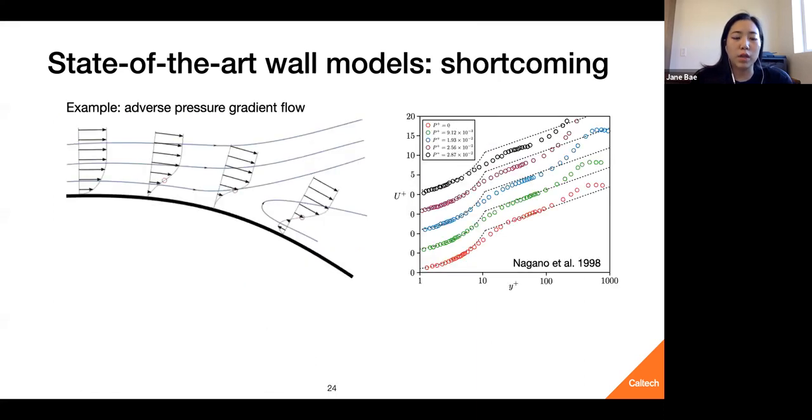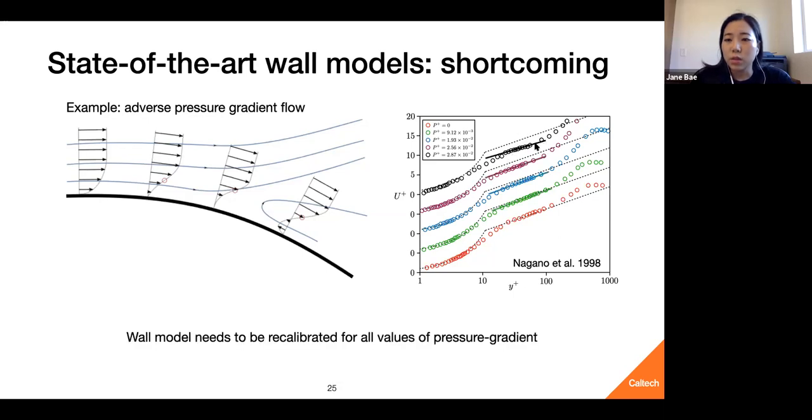Now, the problem occurs because not all flows are over a flat plate with zero pressure gradient. For example, if we look at an adverse pressure gradient flow, this happens when you have a curvature like this, a concave curve, and there are some adverse pressure gradient effects due to that curvature. If you look at the mean velocity profiles, you can see that the zero pressure gradient case matches the log law quite well. But as you start increasing the adverse pressure gradient effect, you see that the velocity profile deviates from our known log law, so our known values of kappa and b.